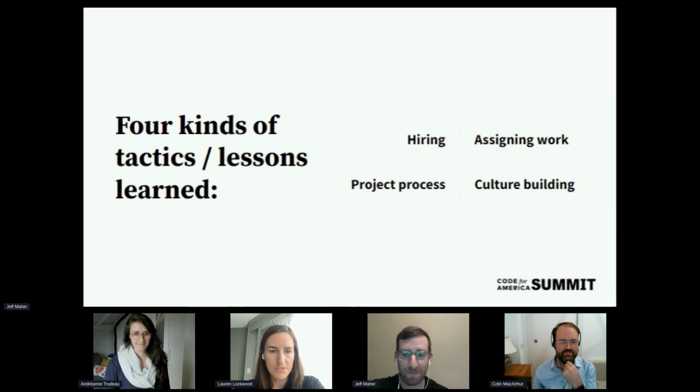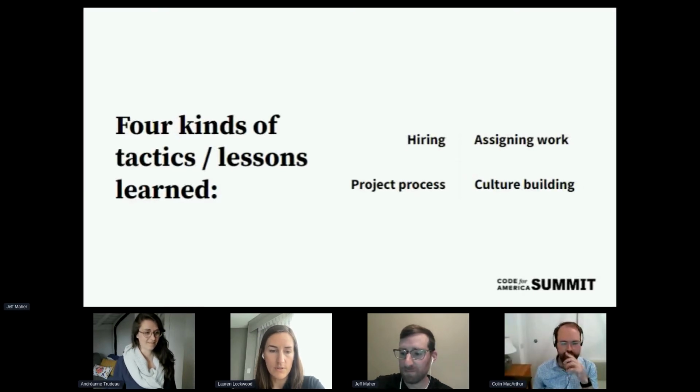So what kind of people do you need in order to do the work? The second was project process. So how do you determine who's working on what? The third is assigning work. How do you build a shared understanding on the team of who's doing what? And then the last is culture building. What values are most important to emphasize and reward?